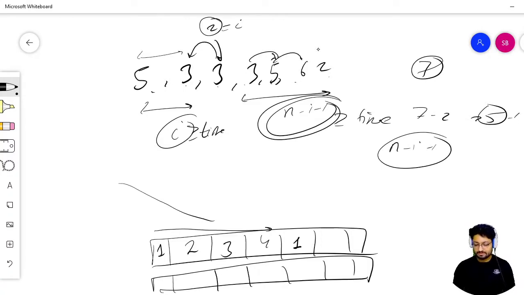Then from 5 to 6, it is again increasing, not decreasing. So again 1. If it is only decreasing or the same, then only take the previous number plus 1. If not, you will just start with 1 again. From 6 to 2, it is decreasing now, so previous number plus 1, that is 2. Fine. So this is the streak from left to right, whether it is non-increasing or not.